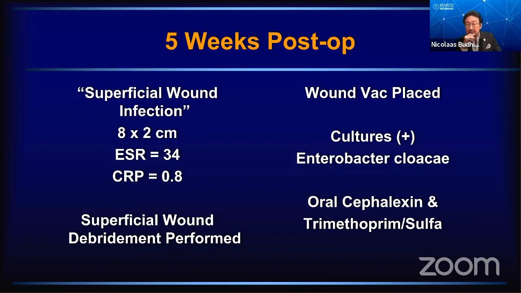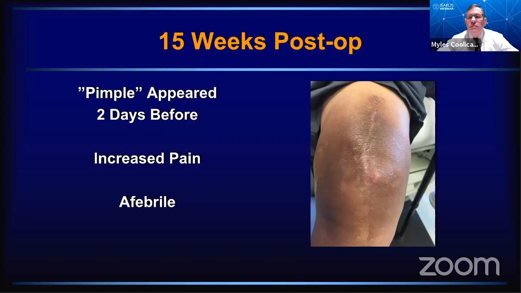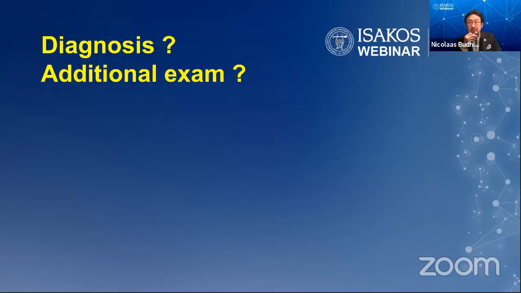Can I go further? Yes, and Mike can, I'm having trouble controlling the slides. Mike could go forward. All right. But then it developed the pimples. If the pimple is there, I think it shows that this is maybe already a PJI, a deep infection. So can I go further?